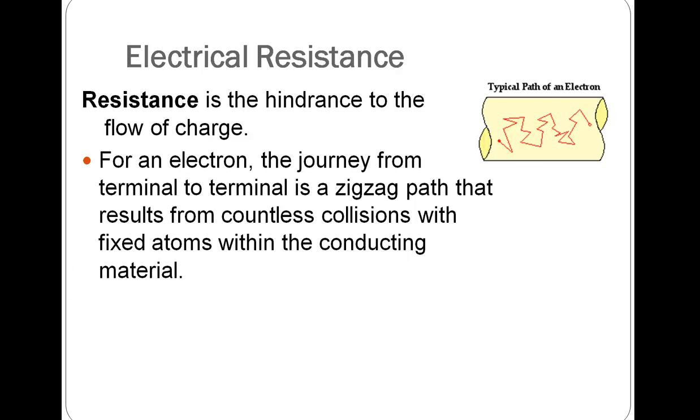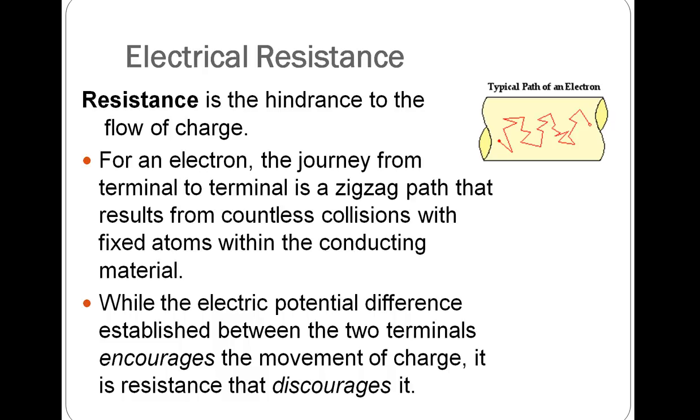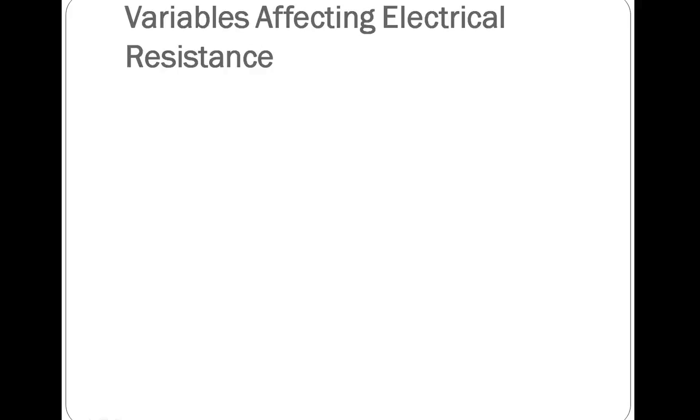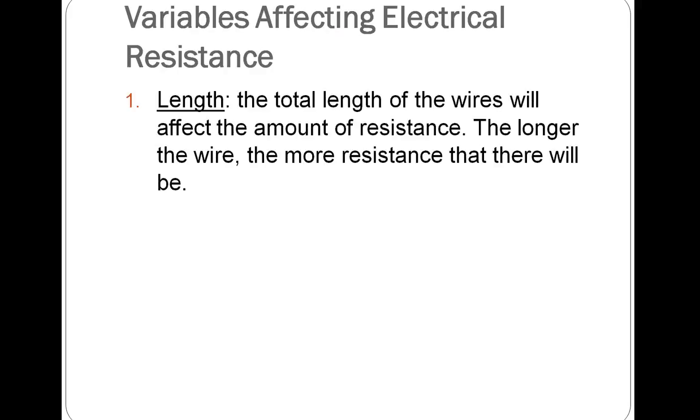So you have two competing ideas. You have an electric potential difference, which is voltage, which is trying to encourage the movement of charge. And while the voltage is encouraging the charge to move, the resistance actually hinders it. So a couple different things that we'll look at here affect electrical resistance. One is length. Again, thinking about the idea of collisions, the longer a wire is, the more collisions you're going to have, and therefore the more resistance there is.